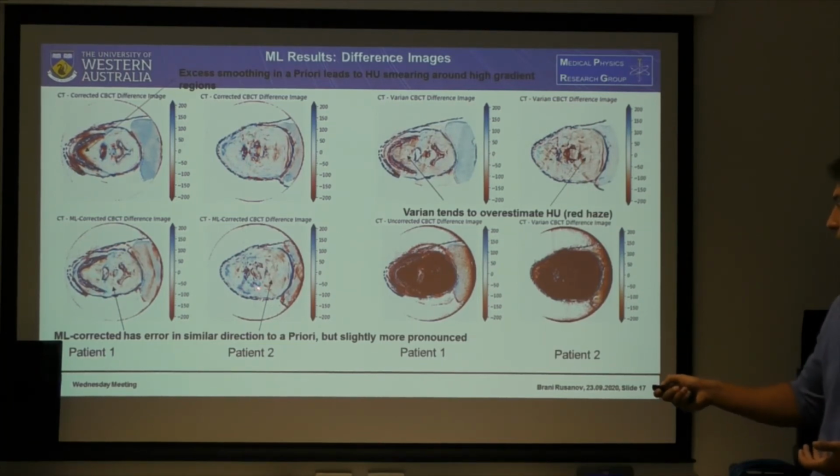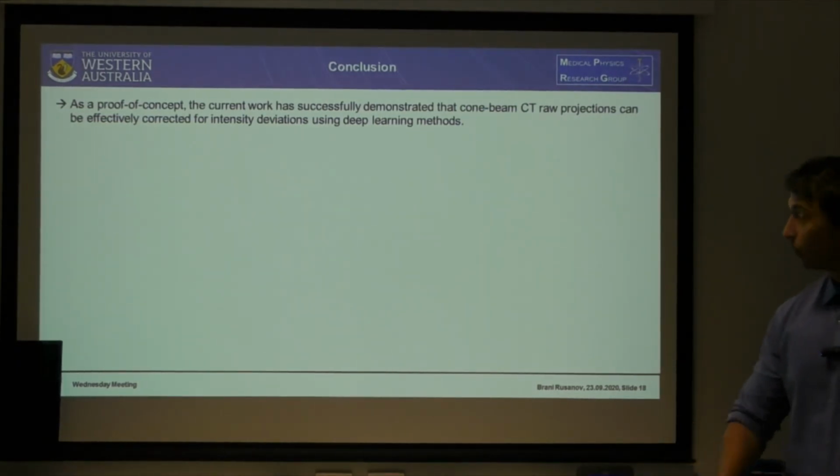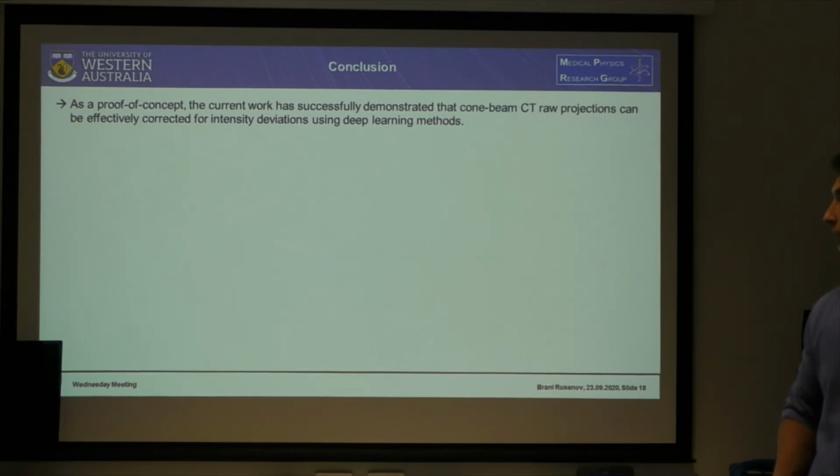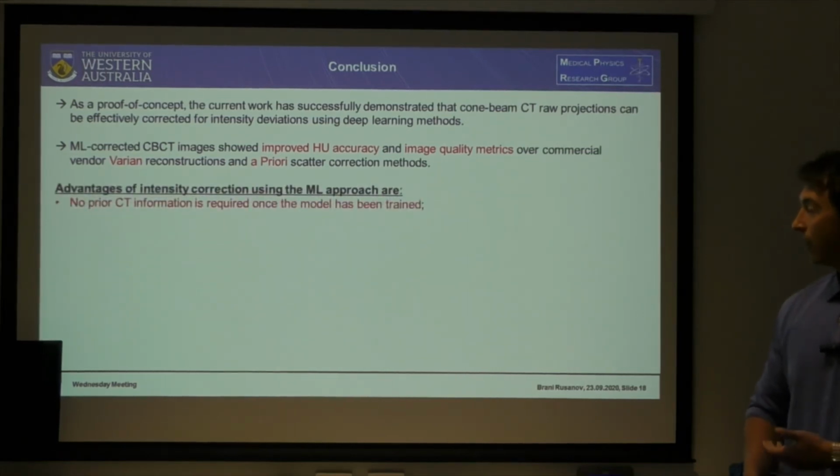Obviously, there's regions of blue here, but in general, it's performed pretty well, especially compared to the variant reconstruction. So in conclusion, as a proof of concept, the work has successfully demonstrated that cone beam CT raw projections can be effectively corrected for intensity deviations using deep learning models. The ML corrected image shows improved HU accuracy and image quality metrics over the variant reconstruction and the a priori correction method.